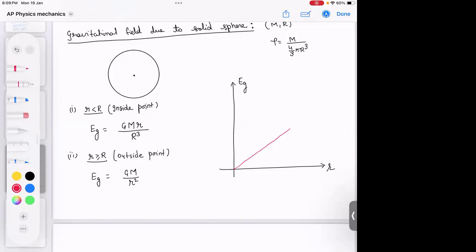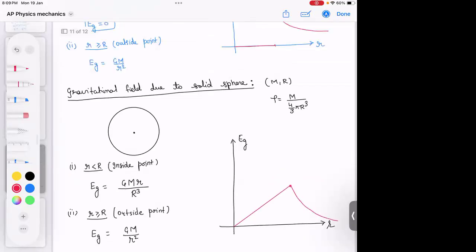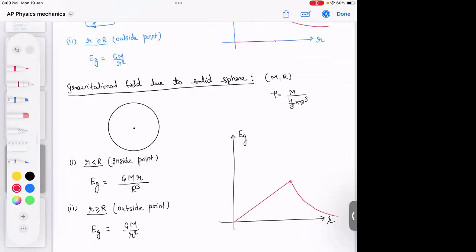Right? Initially, it will be increasing. Center value will be what? Zero will be there. And after that, what? Of decreasing nature. So please tell me, clear about the gravitational field due to the hollow sphere and solid sphere?